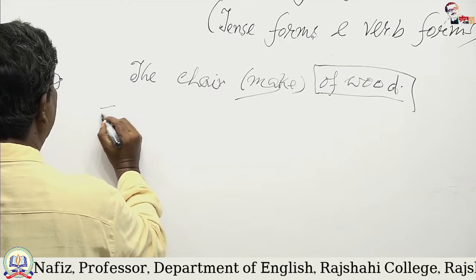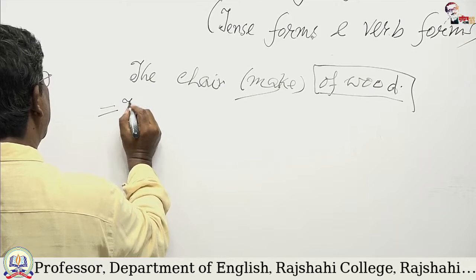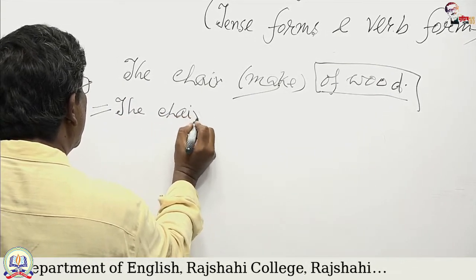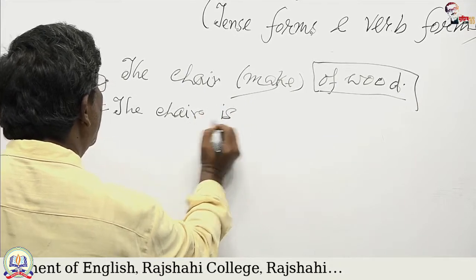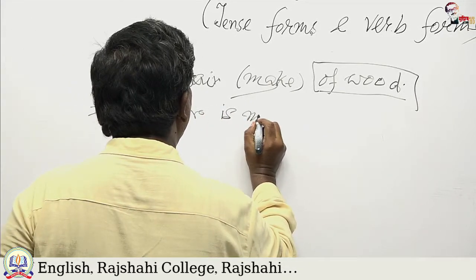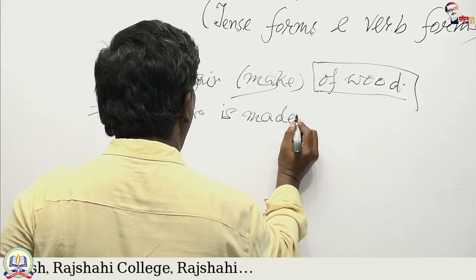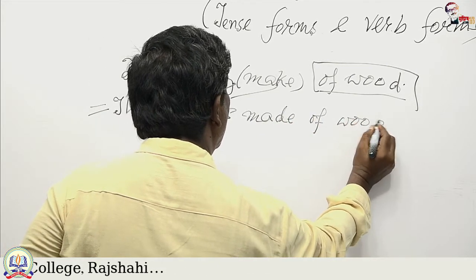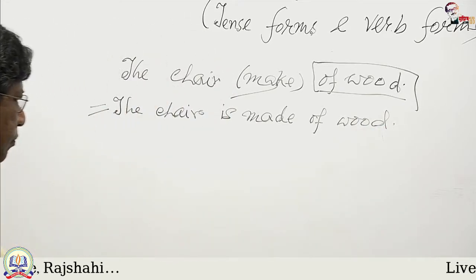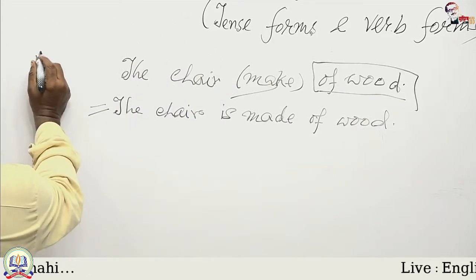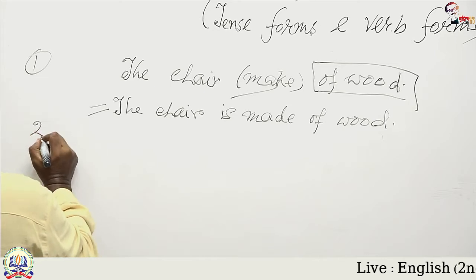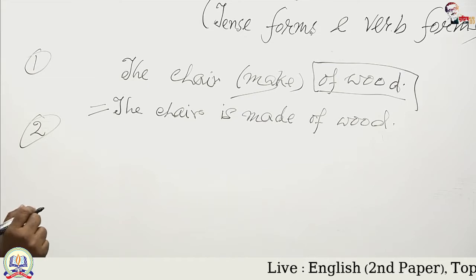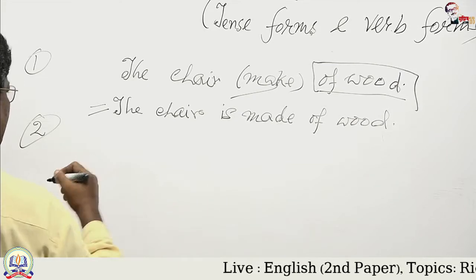So, what will be the proper use of the verb? The chair is made of wood. Full stop. Let us cite another example of a similar determining of the passive form of verb in another sentence.